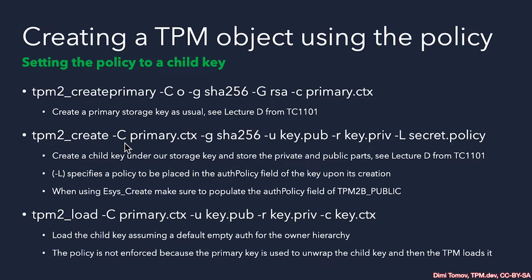As usual, we specify the parent, which is our primary key. Then we have the hash algorithm to be used. We store the public part of the key and the private part of the key, that is an encrypted blob. That's why we can store it outside the TPM. And the very last argument is the most important one in this case. This is the -L, supplying the policy that we created in the previous slide.